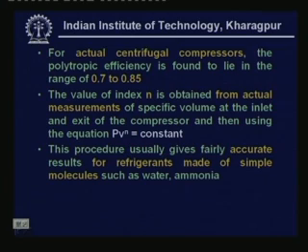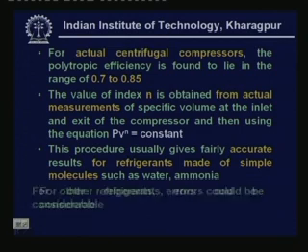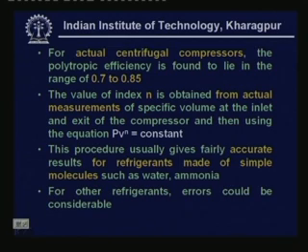This procedure usually gives fairly accurate results for refrigerants made of simple molecules such as water or ammonia. For other refrigerants, errors could be considerable. Okay. So, this procedure and the expression for polytropic efficiency is not a 100% correct method, or it does not give you 100% correct value. Okay. And it is found that it generally gives reasonably good results if you are talking about simple refrigerants made of simple molecules such as water or ammonia. Okay. Then this procedure is pretty good. Whereas for other refrigerants, for example, other heavy synthetic refrigerants, this may give rise to errors. Okay.